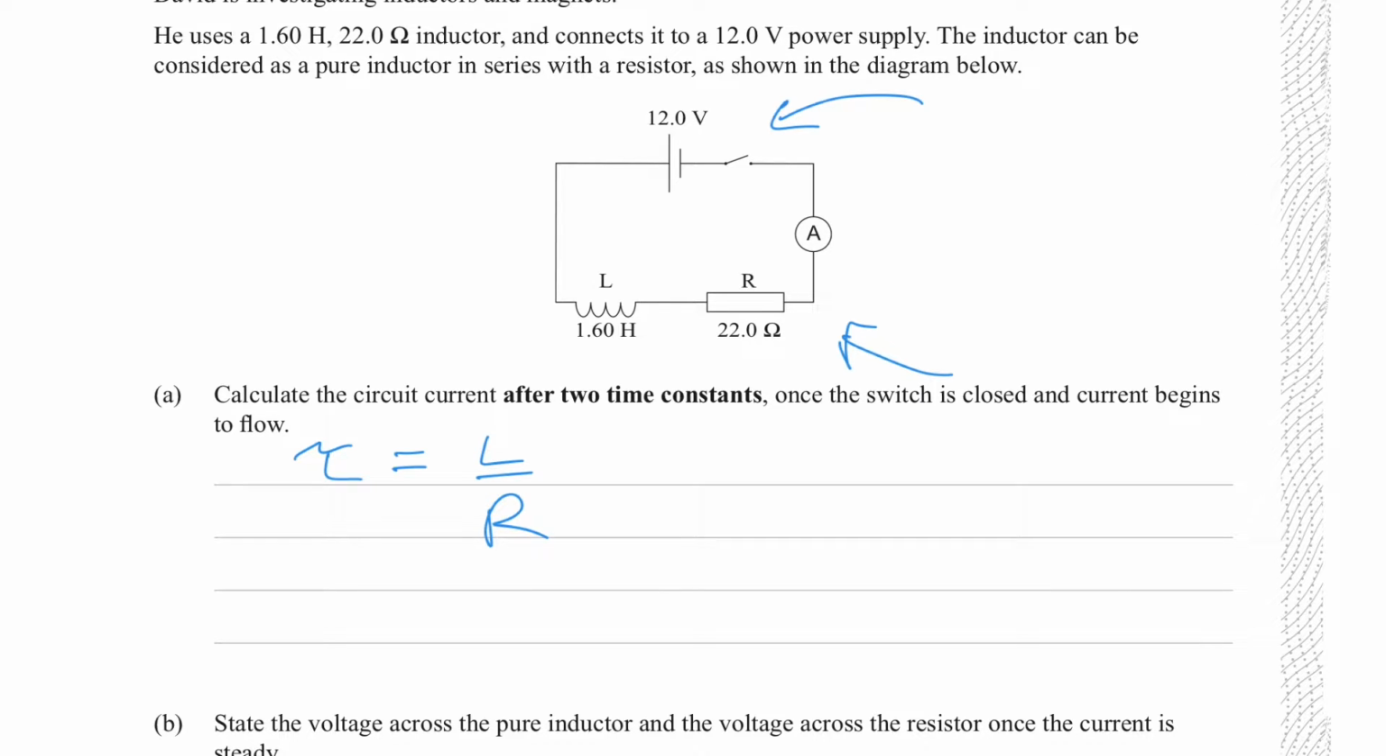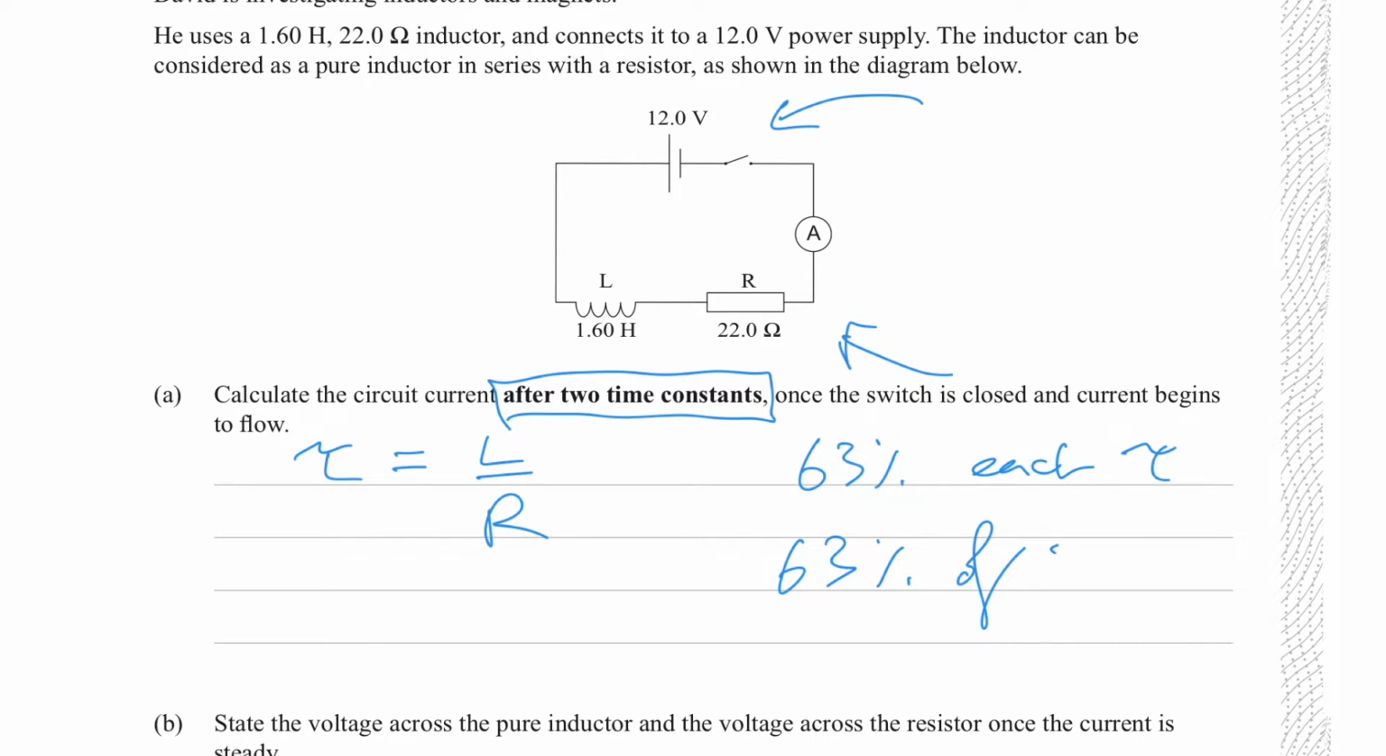We don't actually need to calculate that, because after 2 time constants, we know there will be 63% change of the available change for each time constant. So we've got 63%, and then we've got 63% of the remaining 37%, and whatever that is. Do we know the initial current in the circuit?